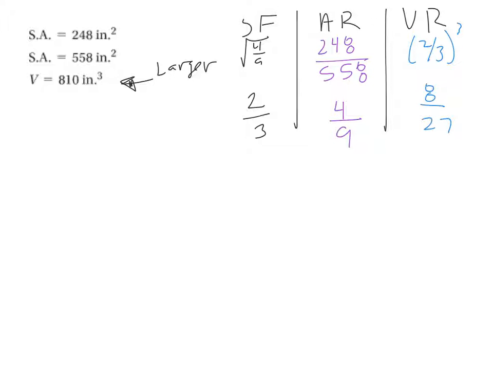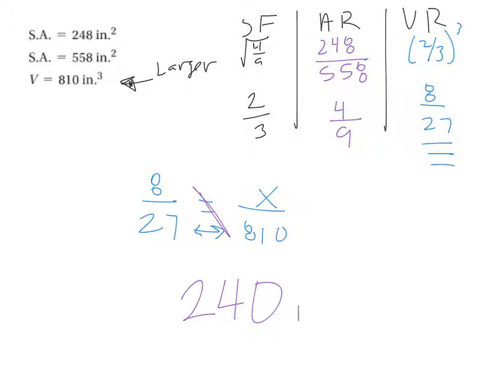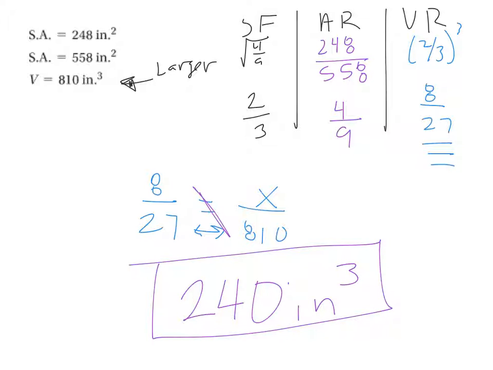So now I have my volume ratio. So my volume ratio can help me find the volume of anything that I need to know here. The volume, my larger one is 810, so that has to be across from my larger ratio. So the 810 has to go here, and the x above. So again, here I have to cross multiply and divide, and I would get 240. And I have inches cubed here, because volume is cubed.